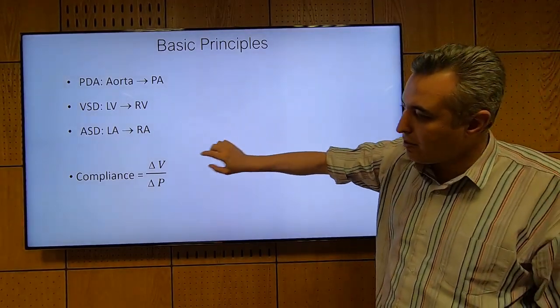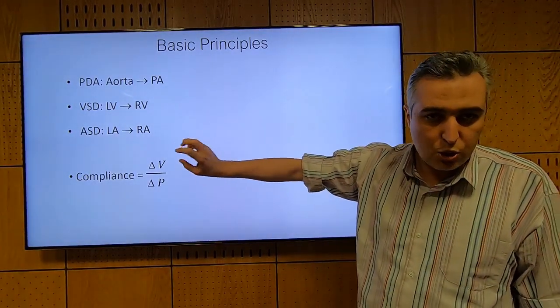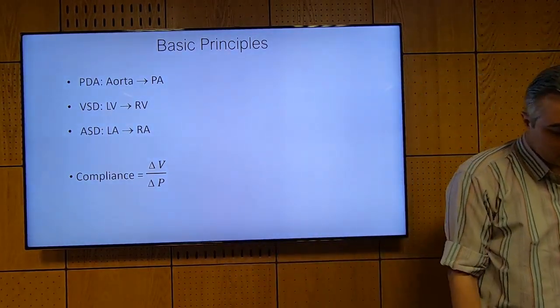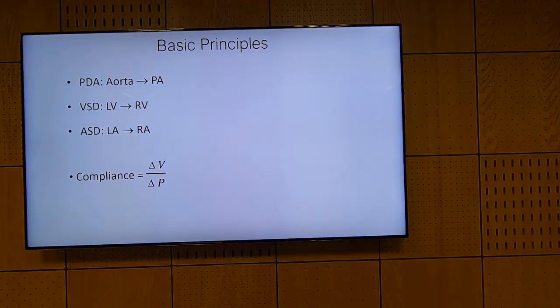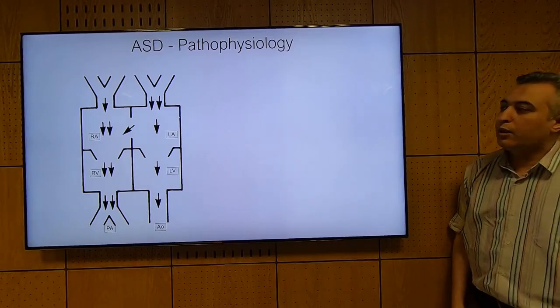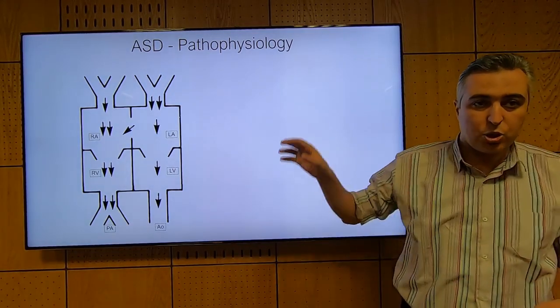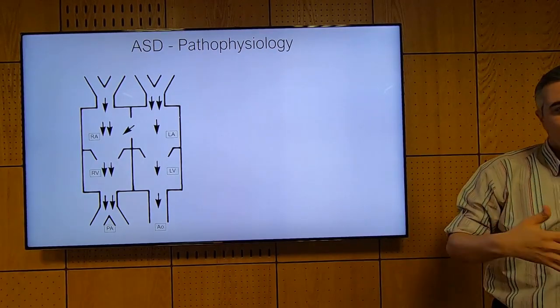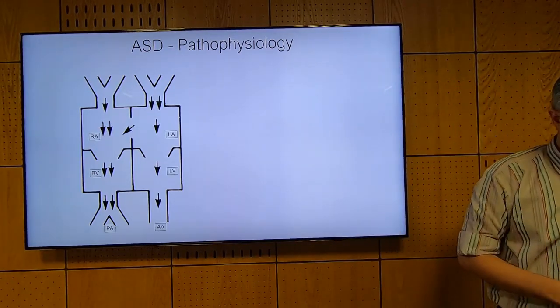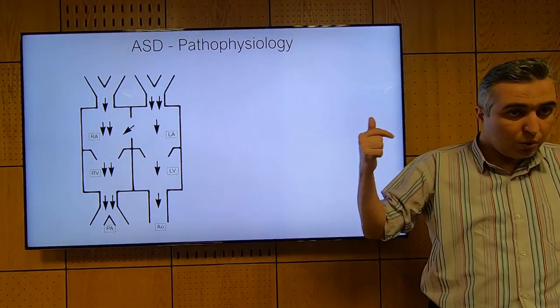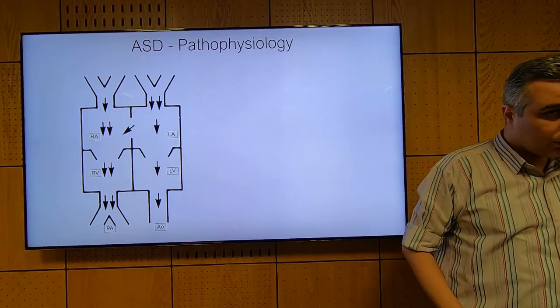So compliance is delta V over delta P. So difference in volume per unit pressure. Okay? So let's talk about what that would do to the chamber sizes. So how would flow from left atrium to right atrium affect chambers in terms of enlargement? We have agreed that volume load causes dilatation, while pressure load causes hypertrophy.